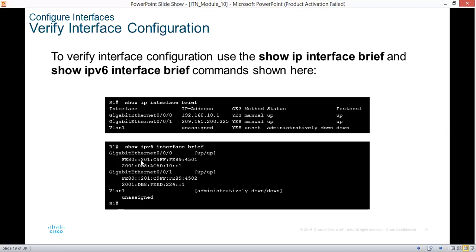And then another way also, you can do show IPv6 interface brief. In the case of IPv4, it is show IP interface brief. So for IPv6, you must use show IPv6 interface brief, which will give you the interfaces and tell you whether they are up administratively or down, and then the IP address.